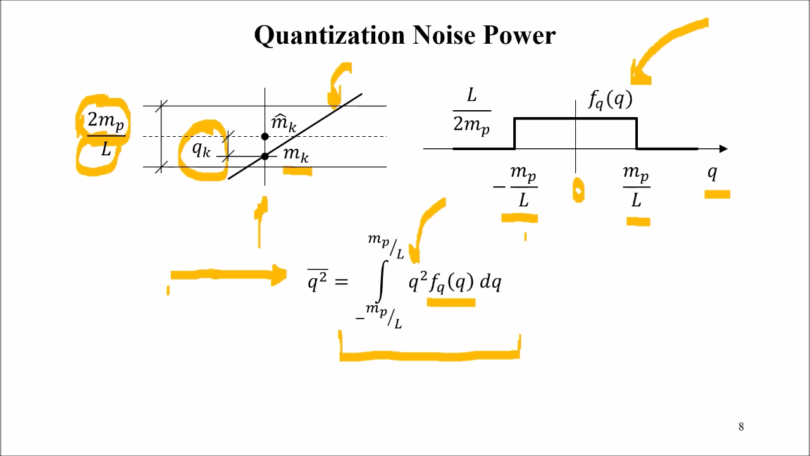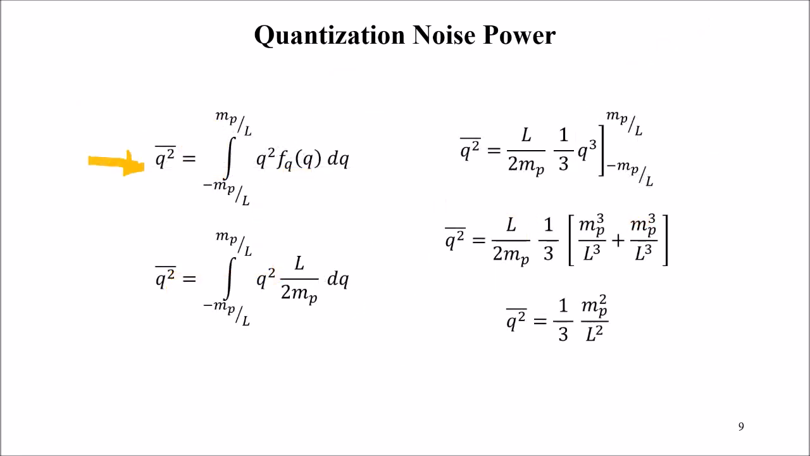And when we evaluate this integral, this is our equation. Q squared time averaged is equal to the integral from minus MP over L to plus MP over L of Q squared times the probability density function, integrated with respect to Q. The probability density function is simply L over 2MP, and we complete the integral. L over 2MP is taken out in front of the integration.